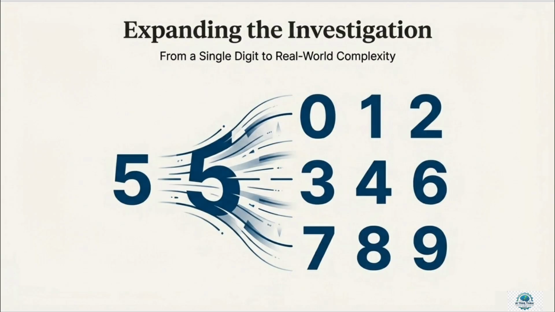We have mastered the binary 5 detector. Yippee! But the real world is rarely just a yes or a no. The MNIST dataset actually contains 10 distinct digits, 0, 1, 2, 3, all the way to 9. We need to move from binary classification to multi-class classification. Scaling up presents new challenges.